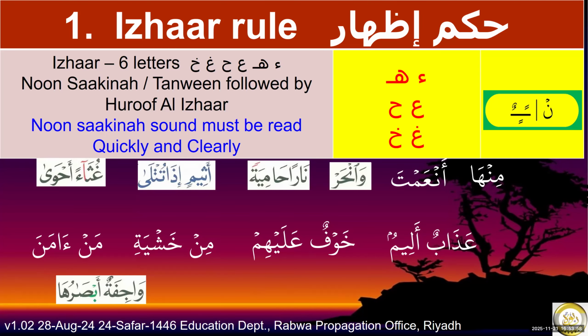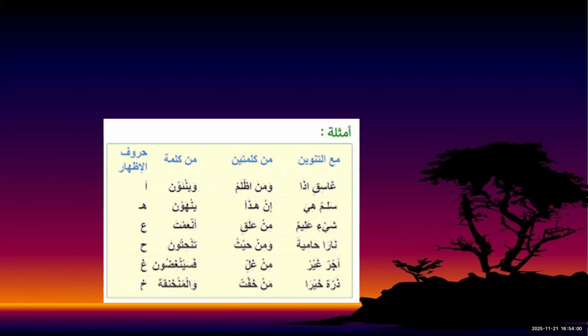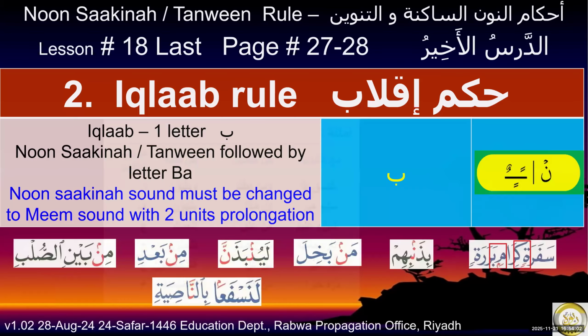Clear, Ustad. Thank you. Okay. The next rule is iqlab. In iqlab, only one letter is there. If tanween or nun sakin, tanween meaning fathatain or kasratain or dammatain, or noon with the sukun, is followed by letter ba, only one letter.